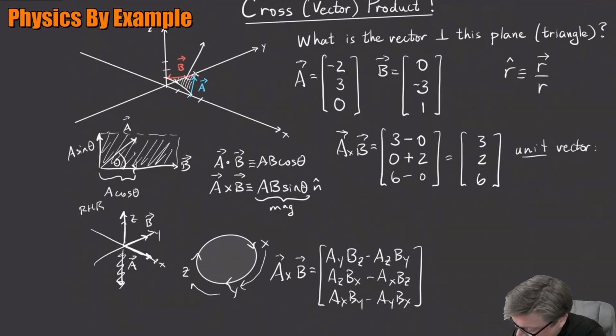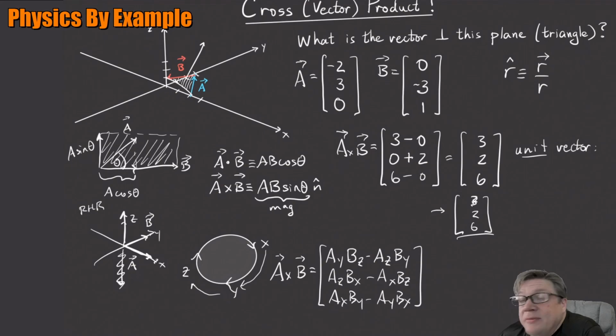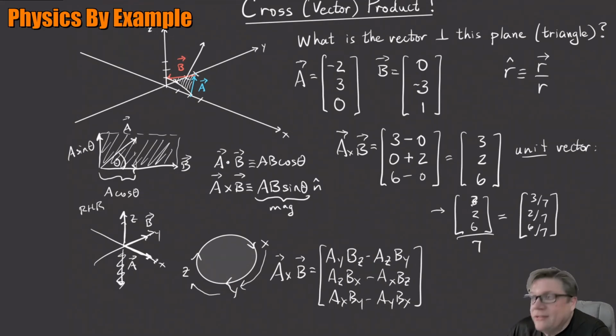So take this thing, 3, 2, 6, and divide it by its own length. All right, what is the length of that vector? Square root of x squared plus y squared plus z squared. So let's see, it's going to be 9 plus 4 plus 36. That's going to be 49. Square root of 49 is 7. So the unit vector is going to be 3/7, 2/7, and 6/7. Whatever those fractions turn out to be.